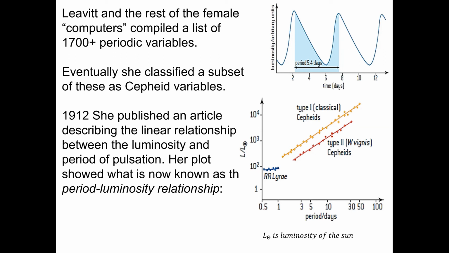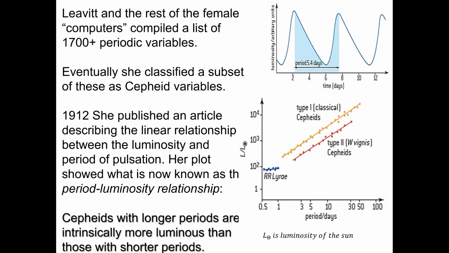And what's interesting is she can only publish the fact that she's got this relationship, that period and luminosity are related in this way. So Cepheids with longer periods are intrinsically more luminous than those with shorter periods. But she can't put exact numbers on the vertical scale, okay, because she doesn't know how far away, she's working, I think, in the Small Magellanic Cloud, and no one knew how far away the stars were. Okay, so this is key.